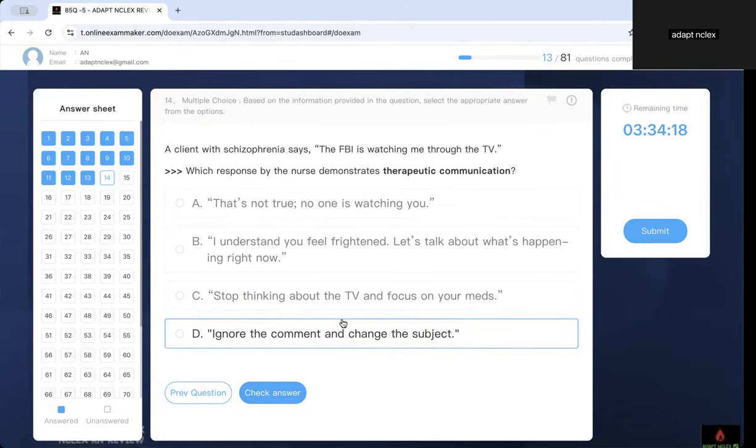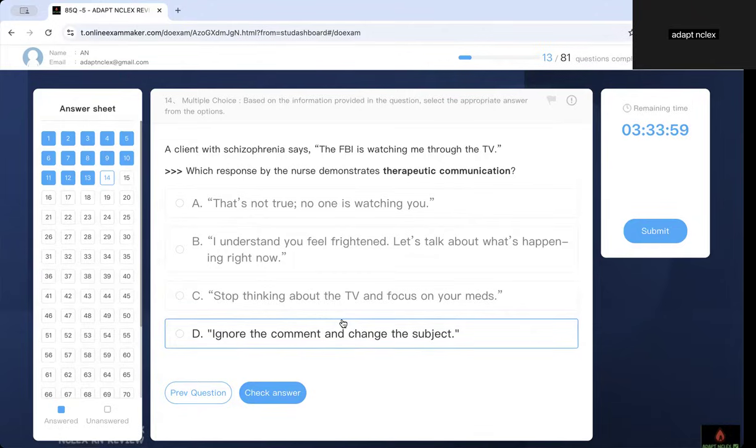Every time you see therapeutic communication, please ask for more. Once again, ask for more. Acknowledge the person and ask for more. Which answer choice shows that? What do you think? Number 1, "not true," is arguing, negative. "I understand how you feel"? I'm acknowledging.